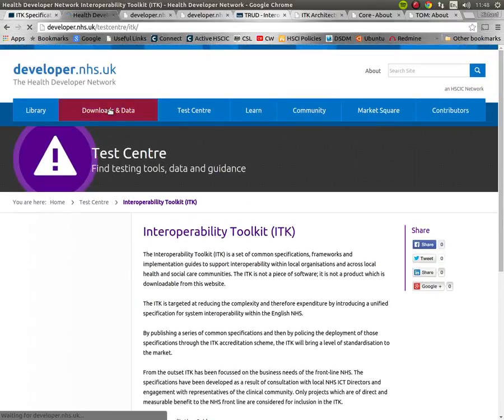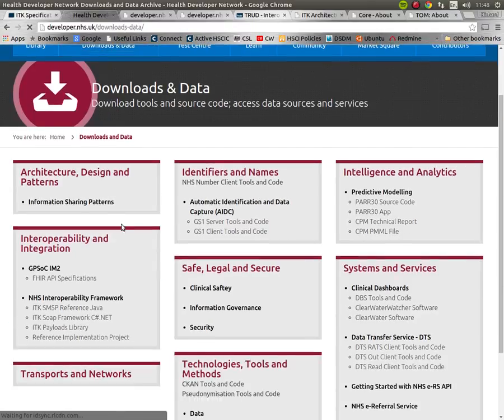developer network. So from the download and data option, you'll see here that we've got various different code libraries that exist, reference implementations. There's also an ITK payloads library for constructing CDAs that's published on here, so that there are various resources available.